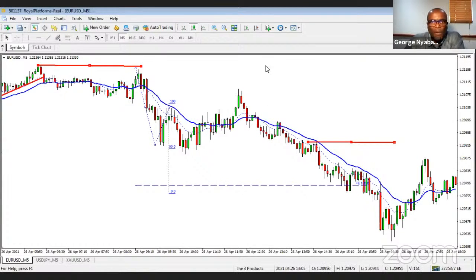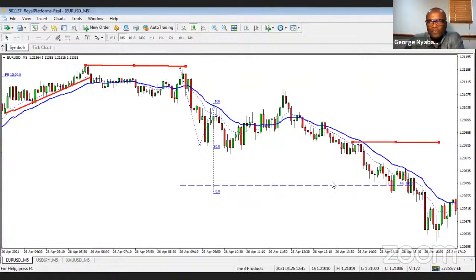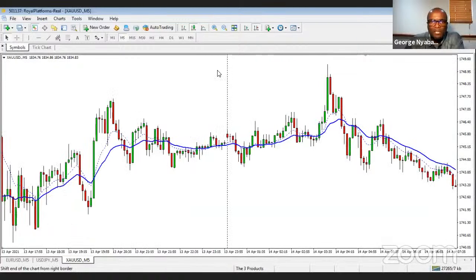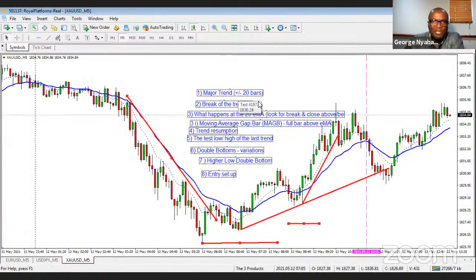Let's just quickly recap. I'm not going to flip through to the notes that we wrote on, I think it was in code. Well, let's see. Okay, so remember, major trend, plus or minus 20 bars, break of the trend line, what happens at the EMA, moving average gap bar, trend resumption, test of low high, double bottoms or double tops, high low double bottoms.